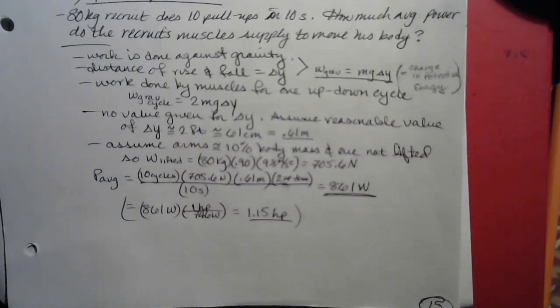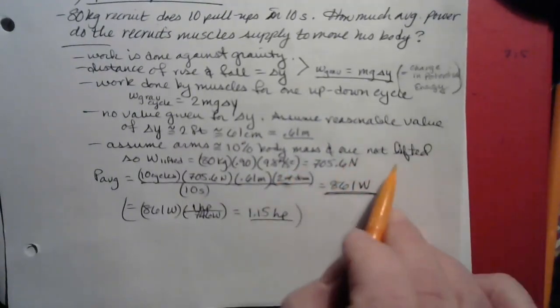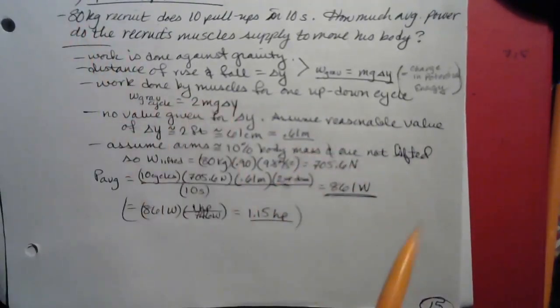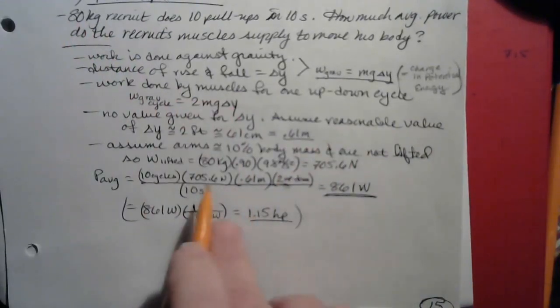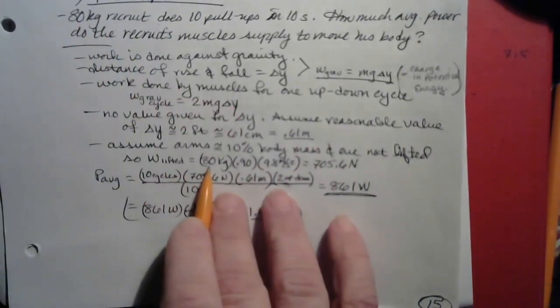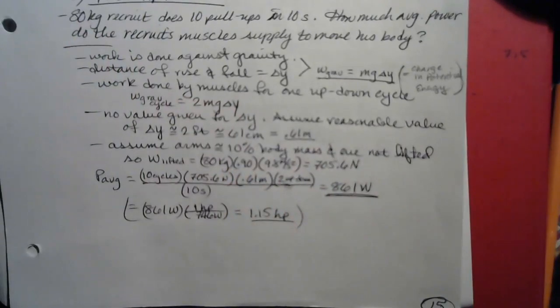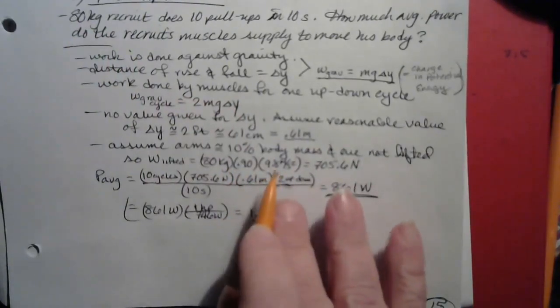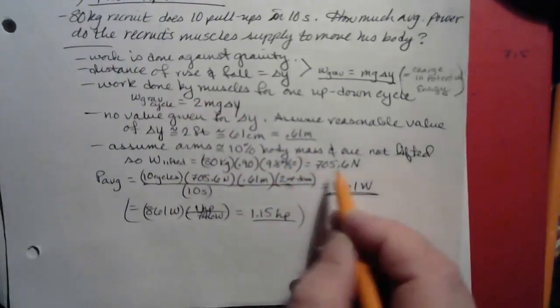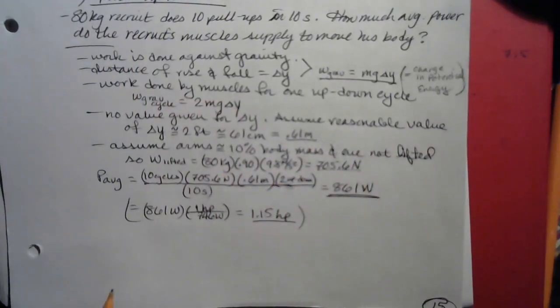And in addition, in order to be accurate, we could assume that his arms constitute about 10% of his body's mass, and the arms are not being lifted. So the actual mass that's being lifted is 10% less than the 80 kilograms that were mentioned in the problem. And so the weight lifted is 80 kilograms times 0.9, because he's only lifting 90% of his body mass, times gravity, which is 9.8 meters per second squared. And that comes to 705.6 newtons.